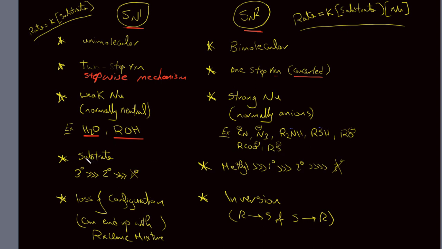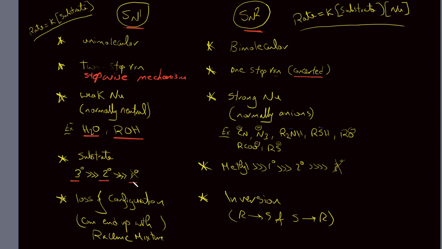The substrate, which is the electrophile, the carbon with the leaving group, we call it the substrate. The substitution at the center of reactivity: tertiary is very, very good for SN1, and then followed by secondary.